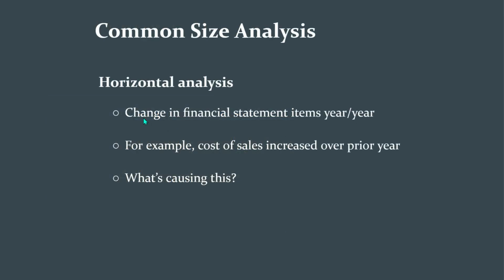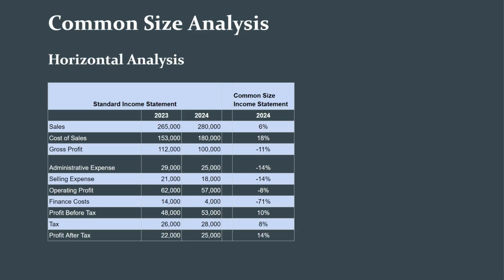Horizontal analysis. Change in financial statement items year over year. For example, cost of sales increased over prior year. You'd want to find out what is causing this. Here is an example of horizontal analysis of the income statement. As you can see, everything is expressed as a percentage change year over year. So for example, sales increased 6% in 2024 from 2023, 265,000 in 2023 to 280,000 in 2024.